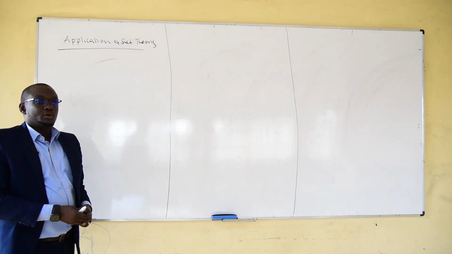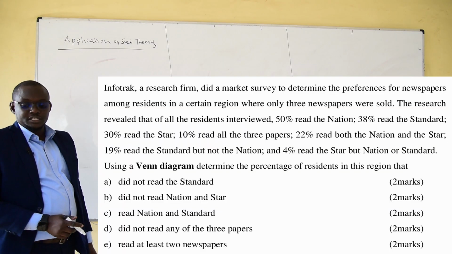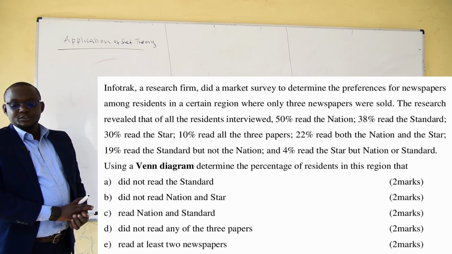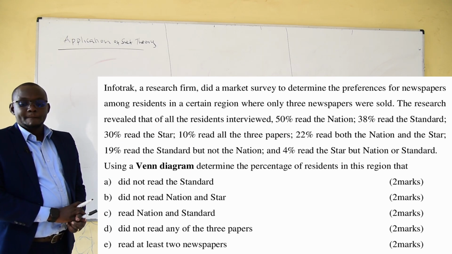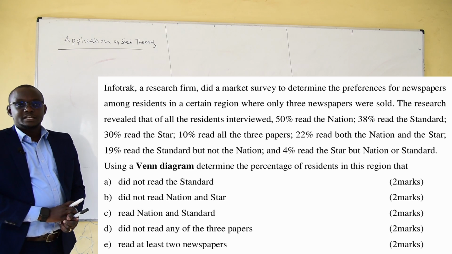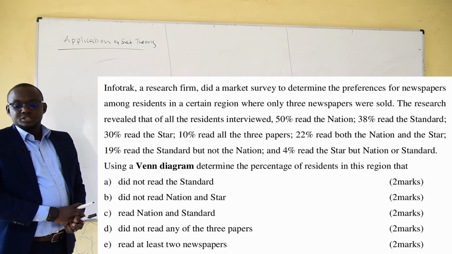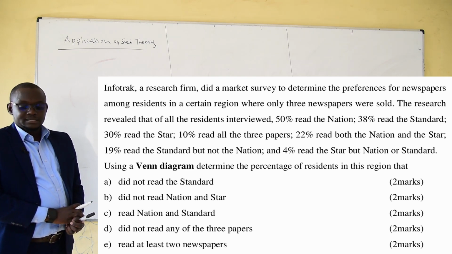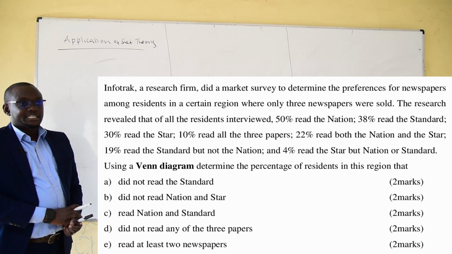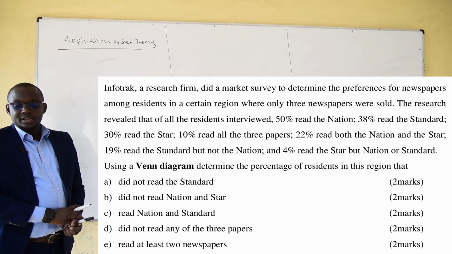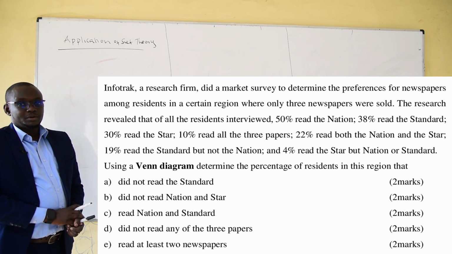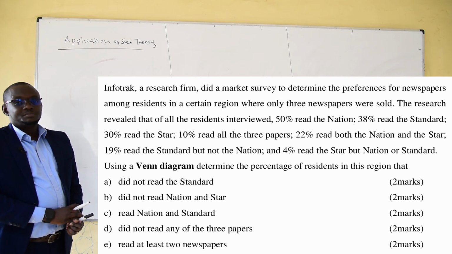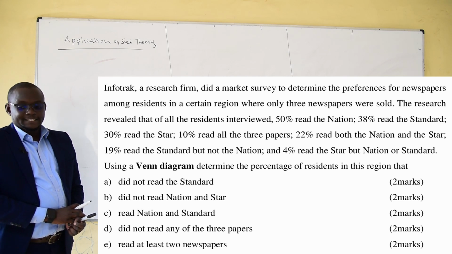Let's look at one more question on set theory, application of set theory. You are told Infotrack, a research firm, did a market survey to determine the preference of newspapers among residents in a certain region where only 3 newspapers were sold. That means you will have 3 sets.